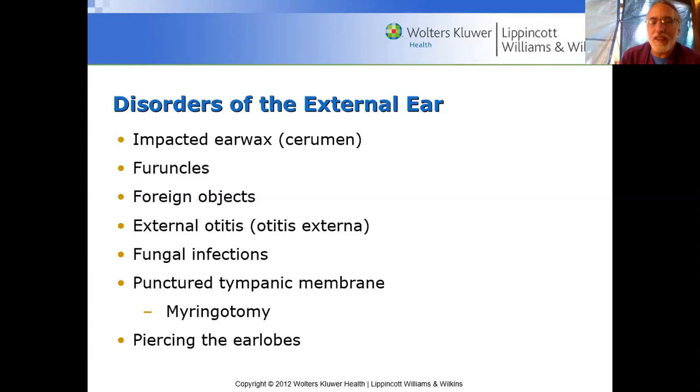So otitis externa, inflammation of the external ear, has that same effect, where the inflammation reduces the size of the external auditory canal and impairs the sound waves getting through. Fungal infections can cause inflammation, and inflammation of the tympanic membrane can reduce its ability to vibrate, thereby transmitting those vibrations through the bones to the oval window, into the cochlea, into the labyrinth, to cause those fluid waves, to cause the cilia to vibrate, to send the impulses to the brain.